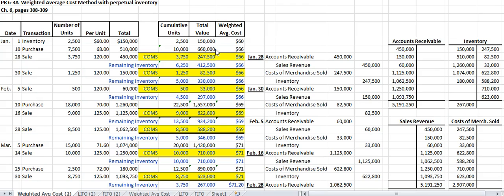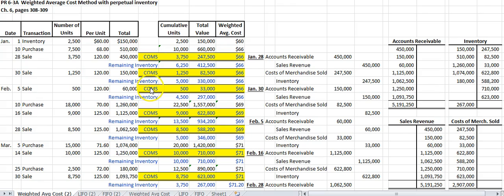I didn't hide my work like I usually do, because I don't think it's necessary at this point. We've already done 2 similar problems. But this problem, you can find it on pages 308 and 309 in your book, and it is problem 6-3A from problem series A.